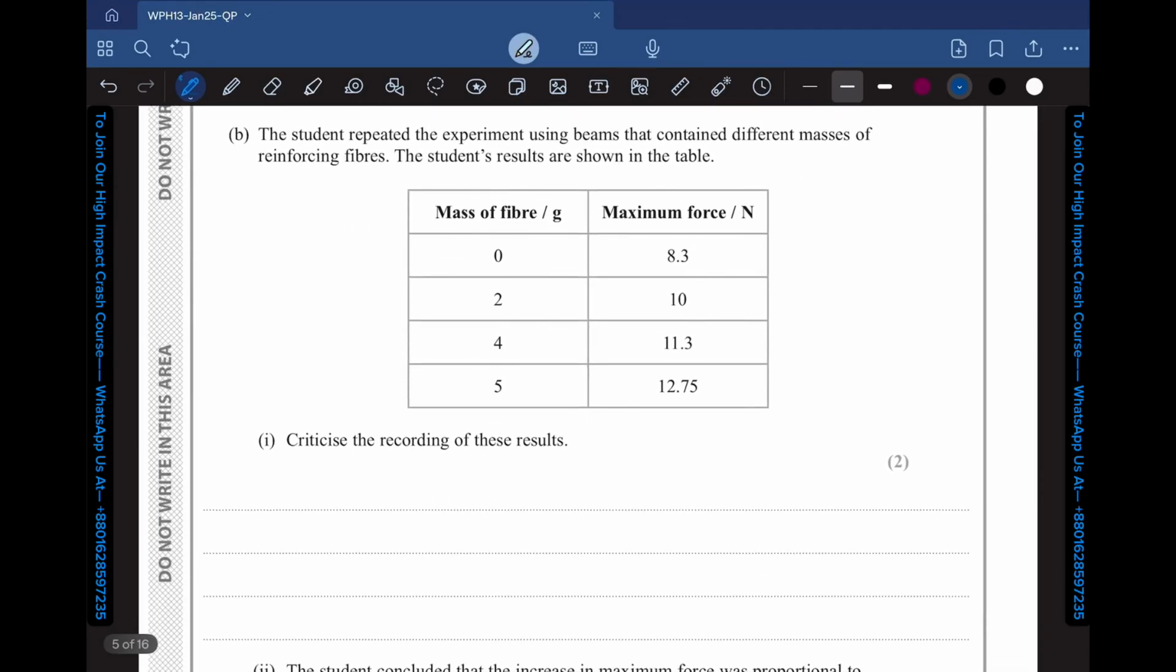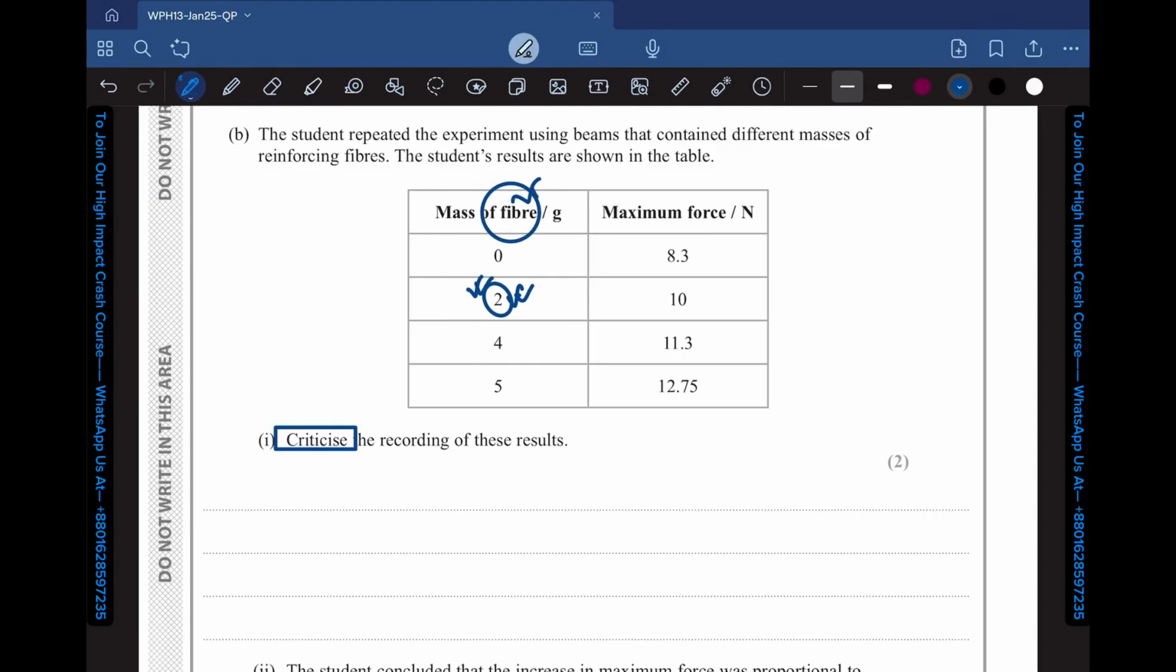The next part says the student repeated the experiment using beams that contained different masses of reinforcing fibers. The student's results are shown in the table. Criticize the recording of these results. While criticizing, you should always look at how many times one of the values was repeated. For the 2 gram mass, it wasn't repeated even once, right? The experiment was done only once with the 2 gram mass of fiber.